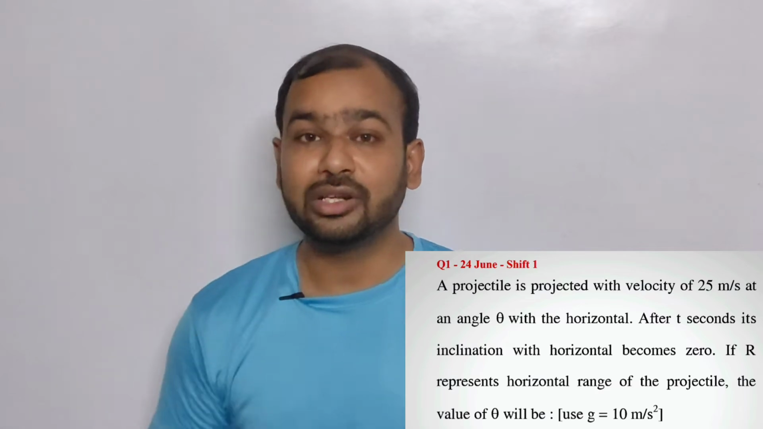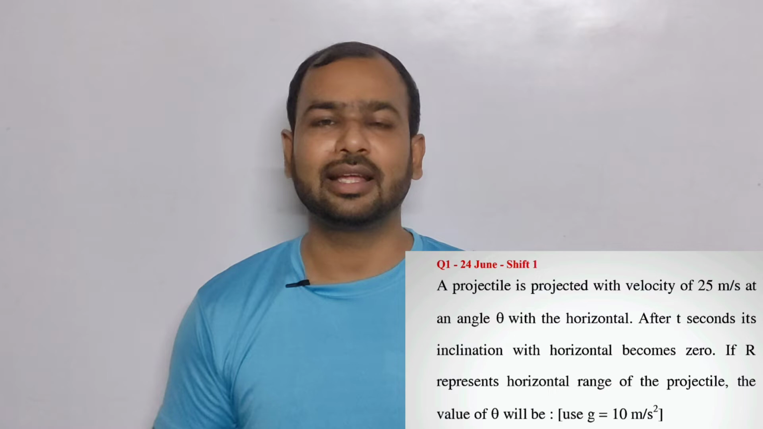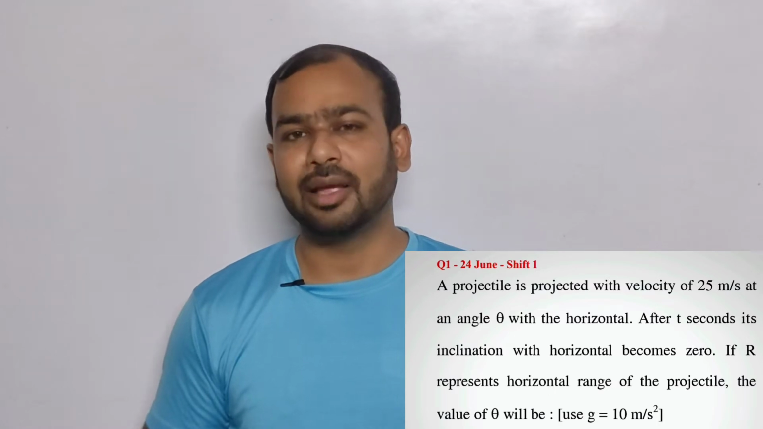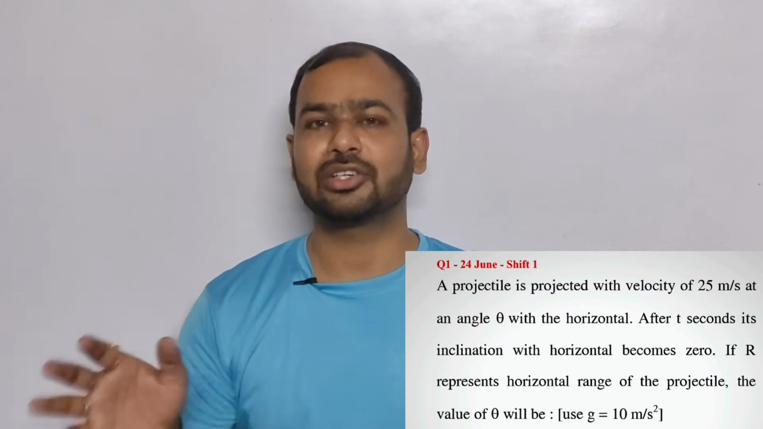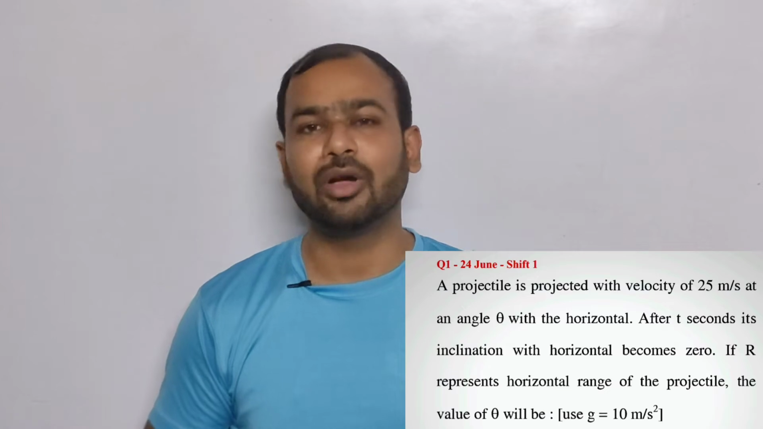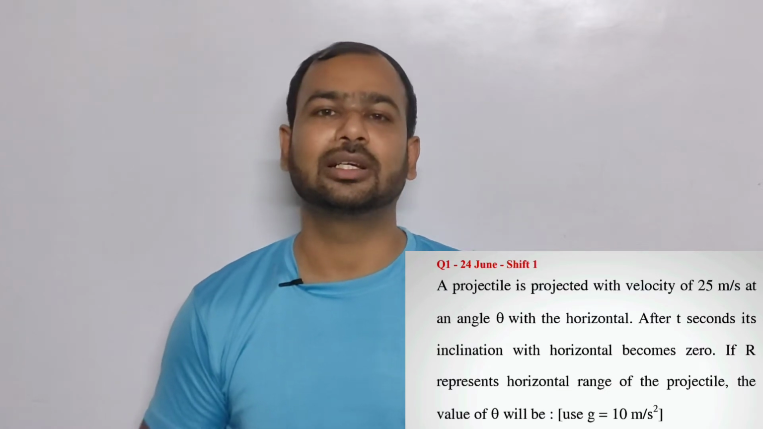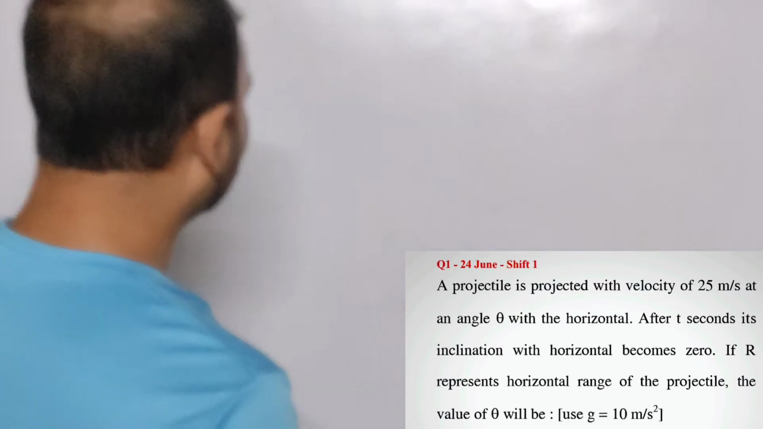The first question states that a ball has been projected with an initial velocity 25 meter per second at theta degree angle. After t time, its velocity becomes parallel, that means the direction of the velocity is parallel to the horizontal after t time. We have to find the angle at which we have thrown the ball. The range is R, that is given in the question.